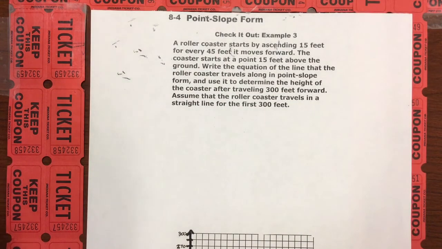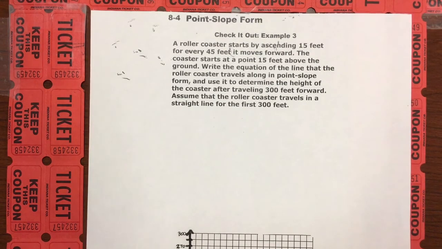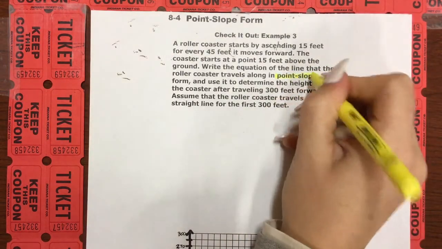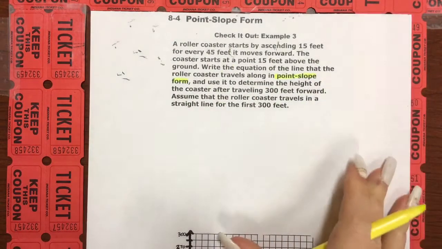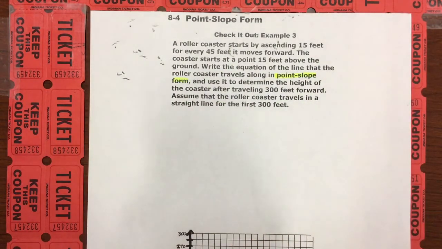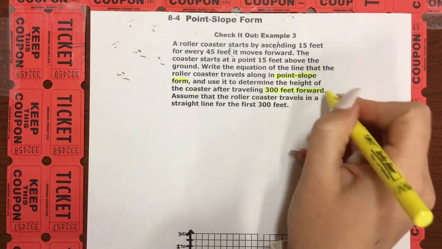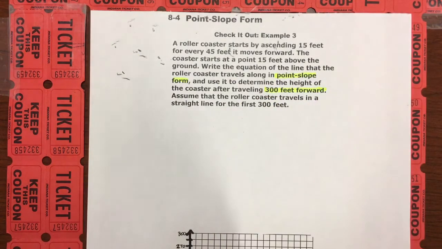All right, let's go ahead and read this problem. It states a roller coaster starts by ascending 15 feet for every 45 feet it moves forward. The coaster starts at a point 15 feet above the ground. Write an equation of the line that the roller coaster travels along in point slope form, and use it to determine the height of the roller coaster after traveling 300 feet forward. Assume that the roller coaster travels in a straight line for the first 300 feet.